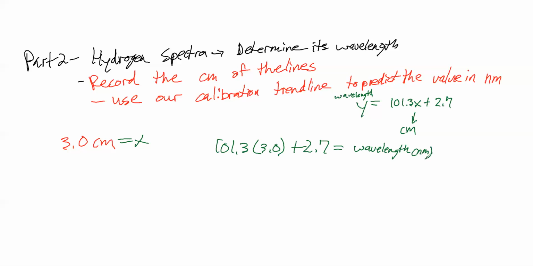So when we do that, we get 101.3 times 3 plus 2.7. And we get a wavelength of 306.6 nanometers. And so that's how we can calculate our wavelength. Now, this isn't the trend line you should use. You should make sure that you use your own trend line from the graph.